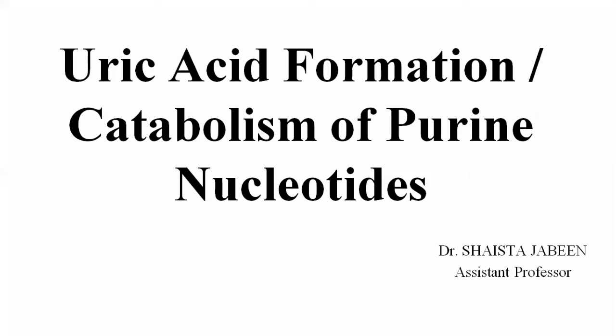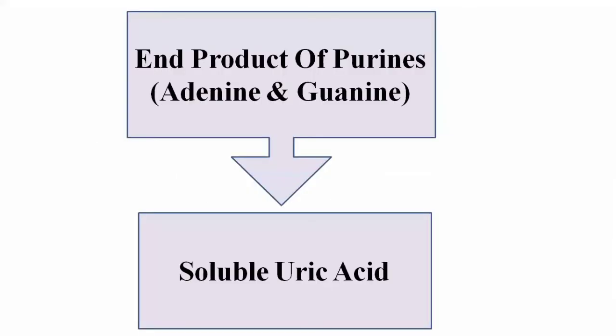This lecture is about uric acid formation by the catabolism of purine nucleotides. The purine nucleotides are adenine and guanine. Adenine and guanine are the purine bases that we get through food. After the food sources rich in these purines are taken up by the human, they pass through the digestion processes, and after digestion they are absorbed into the blood circulation. Through blood they reach the liver.